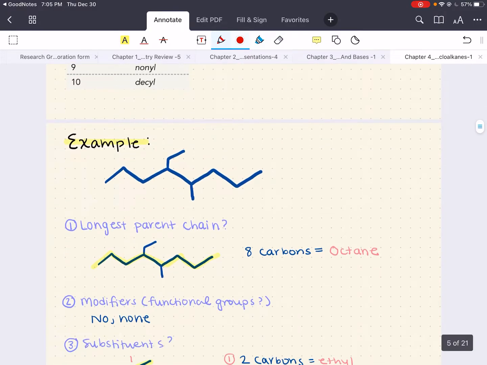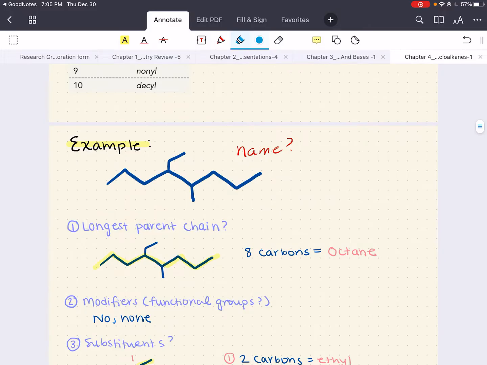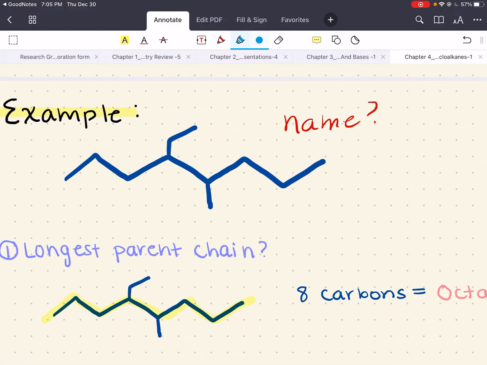Here is an example problem. We want to name this molecule. What is the name of this molecule? We're going to go through each of these rules for naming molecules step by step. First step, what is your longest parent chain? You're trying to figure out here, when you're looking at this molecule, what is the longest carbon bonded to carbon chain that you can find in this molecule? Sometimes that is going to take trial and error.